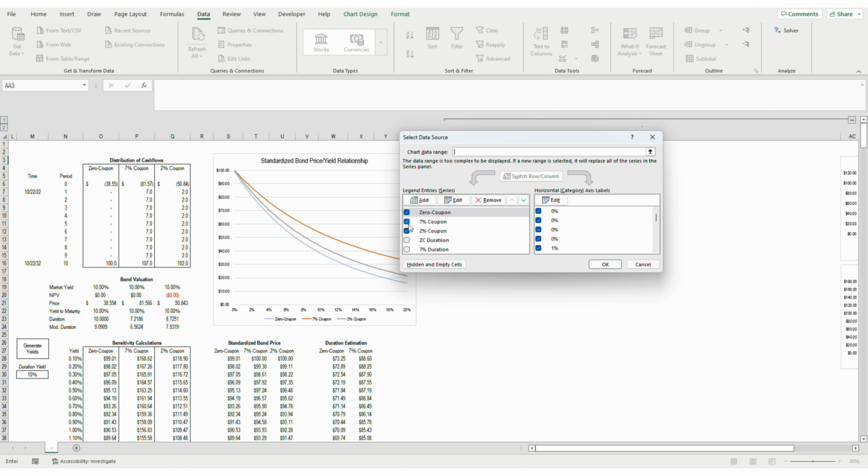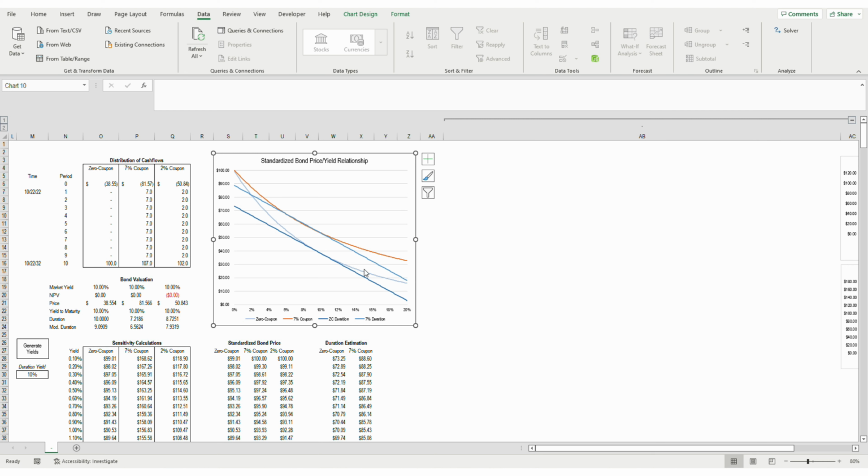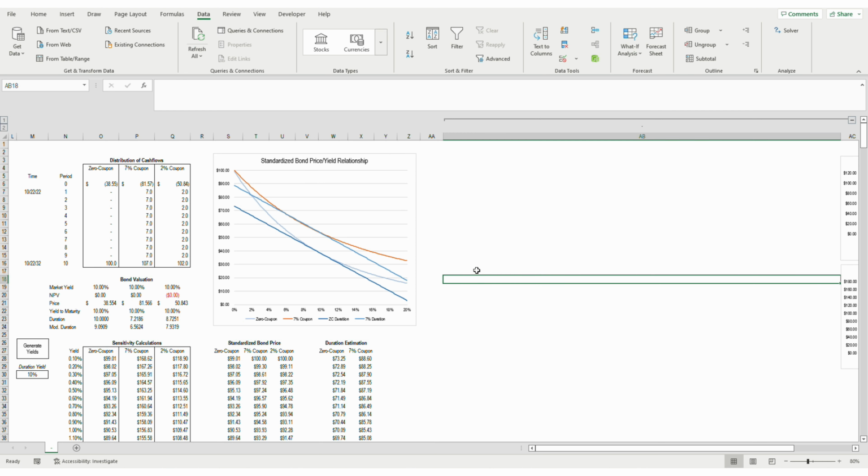Now we can graph duration. You can see that the relationship between convexity and duration, being that duration is only accurate as an estimation of price for small changes in yield, holds true.